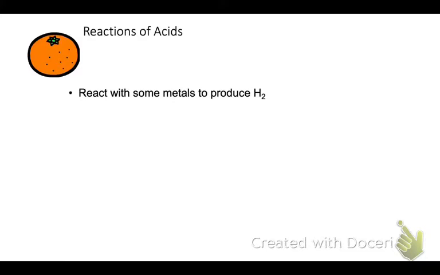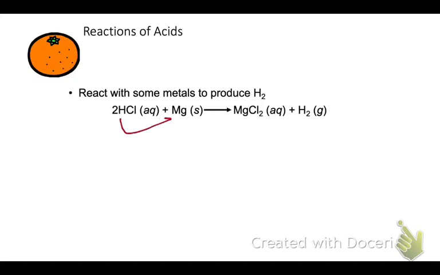Reactions of acids. Acids react with some metals to produce hydrogen gas in what we call single replacement reactions, as you have seen before. So hydrochloric acid reacts with magnesium to give me magnesium chloride and hydrogen gas. To remind you, this is a single replacement reaction in which hydrogen in hydrogen chloride was replaced by magnesium to give me magnesium chloride. So hydrogen has to leave, and it leaves in the form of a gas.